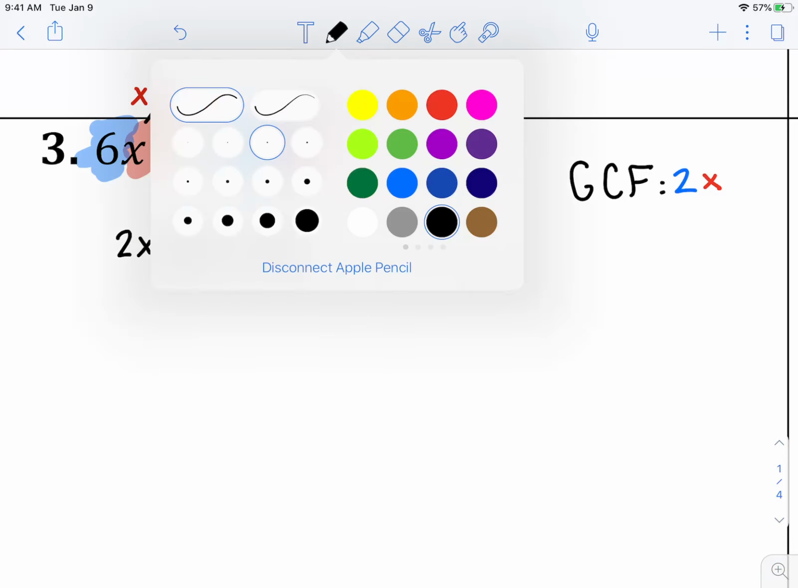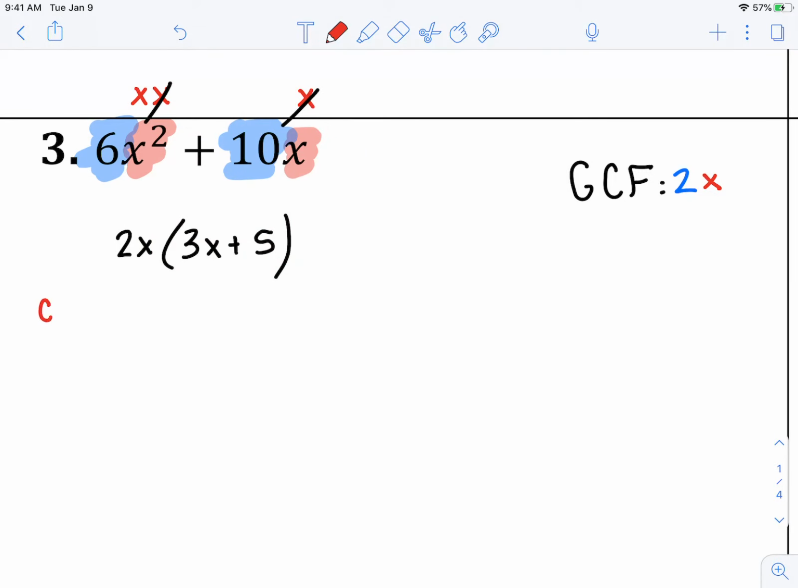If you need to check your answer to see if you got it correct, use the distributive property. So you do 2x times 3x, and then you do 2x times 5. So 2x times 3x is 6x squared, and then 2x times 5 is 10x. Double check that these match, and if they do, you got it correct.